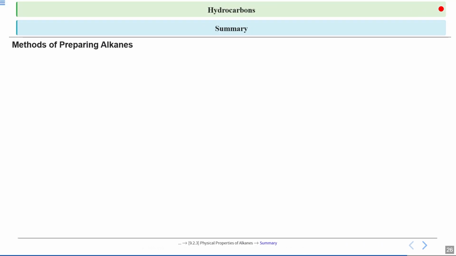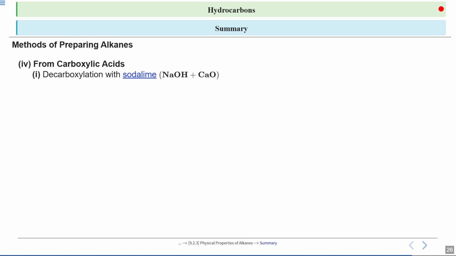Then moving on to the next preparation method. Next is from carboxylic acids. How do we do it? We can do the decarboxylation with soda lime, which is NaOH and CaO. If you heat it with NaOH and CaO, the decarboxylation will take place and you will get your alkane. Remember, it can be used to prepare methane, where you can use sodium ethanoate.